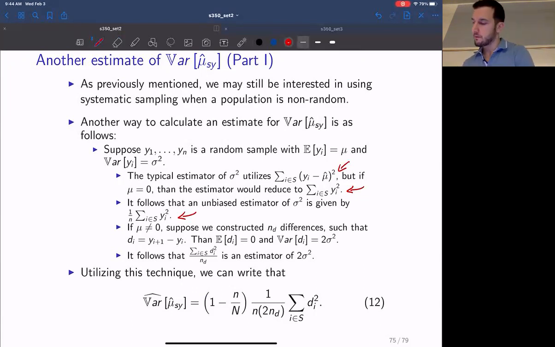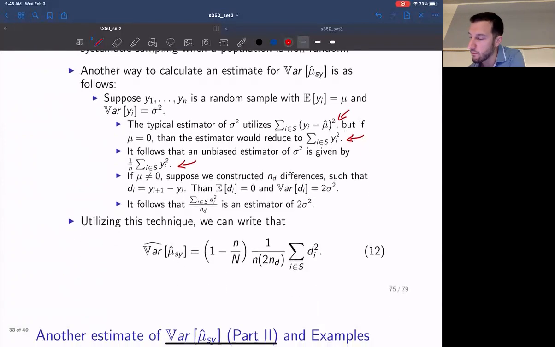Okay, so if mu is not equal to 0, what we could do is construct n_d differences such that each difference is the successive difference between observation i plus 1 and observation i in the sample. And then what we can write based off the differences is that the expected value of the difference is equal to 0, and the variance of each difference is equal to 2 times sigma squared. Right? And then we can show that an estimator for 2 sigma squared is the sum of each difference squared divided by the total number of differences in the sample.